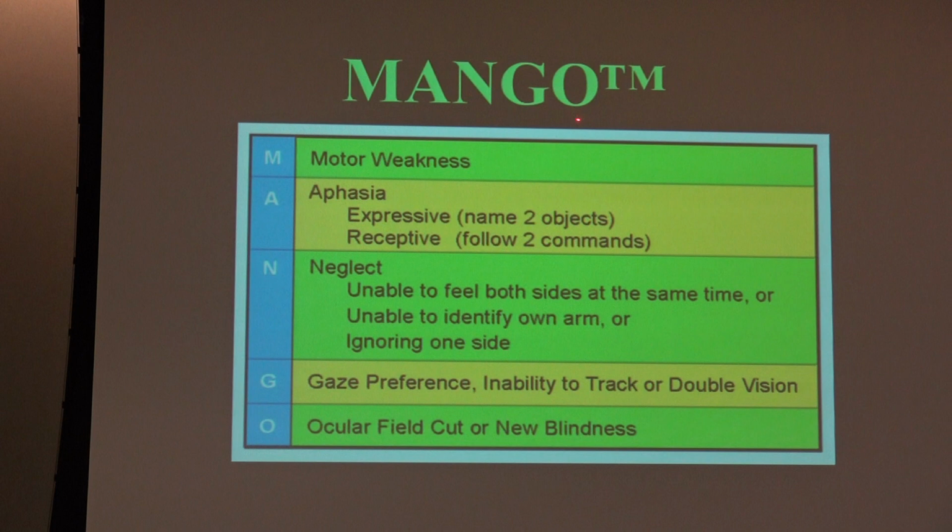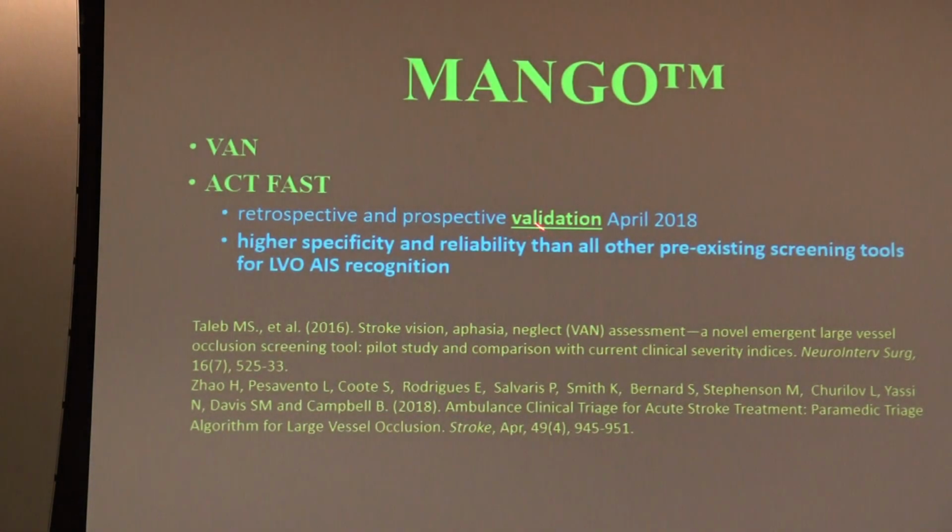You have just excluded an LVO. If they have motor weakness, but they don't have aphasia, neglect, gaze preference, or an optic field cut, they're also MANGO negative, because as I said, to be MANGO positive, you have to have motor weakness plus one of these other four cortical distributions. Now, MANGO's been derived from two other tests called VAN and ACT FAST.